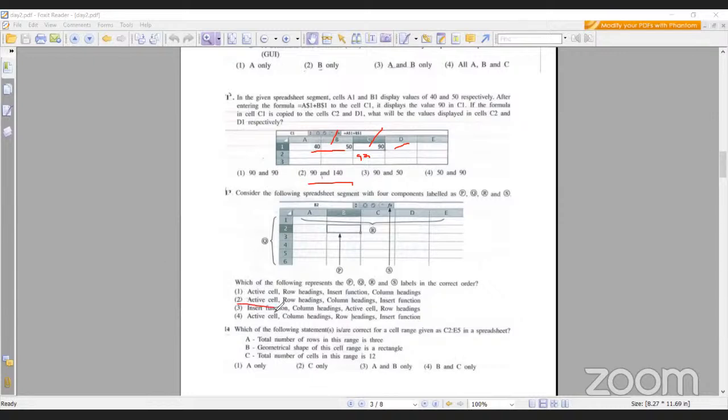Which of the following statements is correct for the cell range given, C2 to E5? C2 to E5. Here we can take C2 and here E5. This set is what they are talking about.